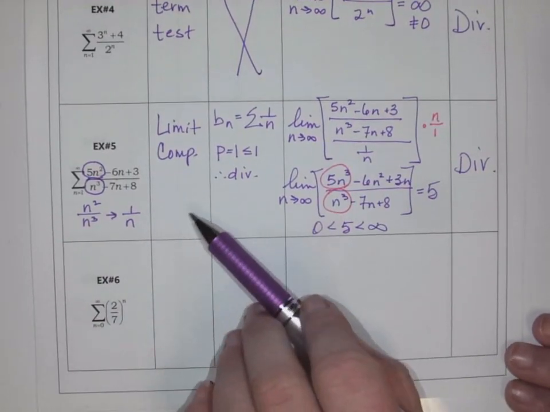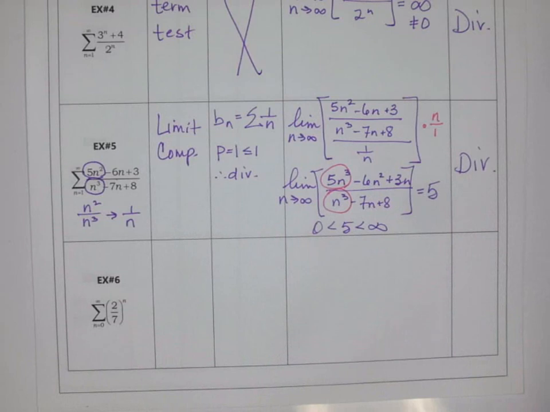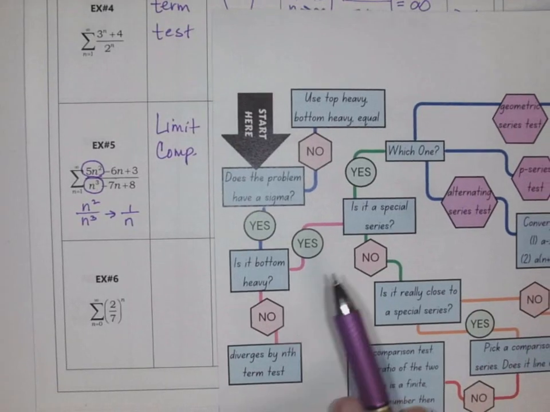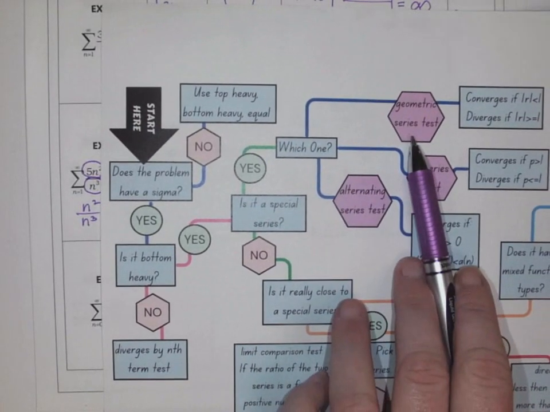Okay, so on limit comparison, they match in their converge or diverge. All right, for this guy, we have 2 over 7 to the n. Now, this one is bottom heavy, and it does look like a special series. It is a geometric series.